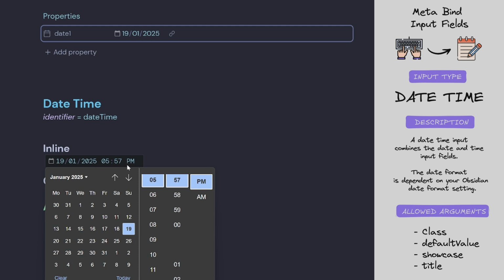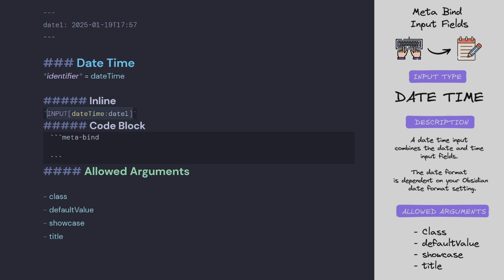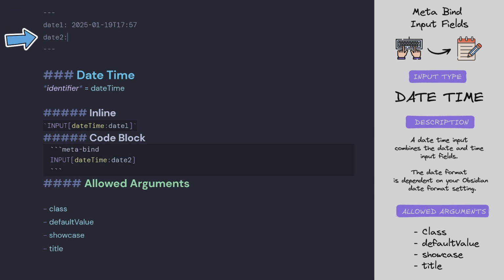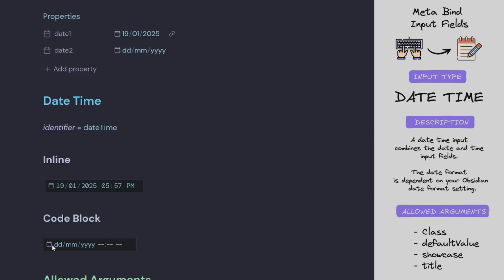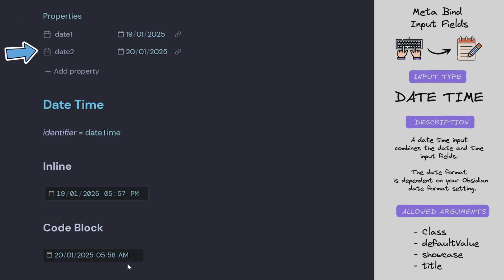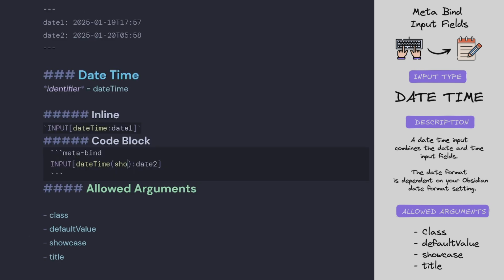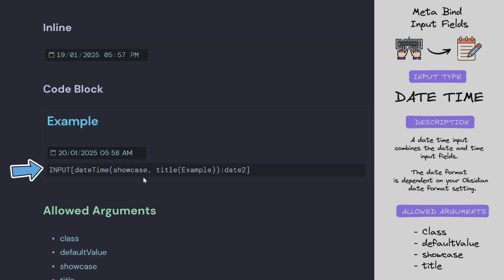We can do the same for our code block. So we'll jump into source mode, and we'll just do our 3 backticks, meta bind, then copy and paste from our inline, make that one date2, add our date2 YAML property. Now we have our code block, date time. We could set that to tomorrow, the same time, or AM. So this could be good for setting a deadline or a due date. We know that class and default value are not easy to set, but we can showcase as well as give it a title. So we'll put our showcase, our title as example. Now we have our code block showcased with our title example.